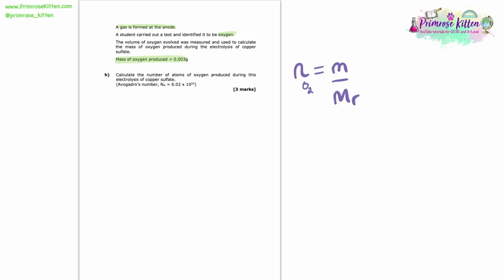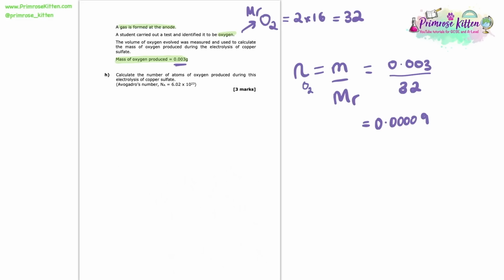So as a result, when we use the Mr, we don't just want to look at the periodic table, see that oxygen's 16, and then write that down. What we want is to work out the Mr of O2. So the Mr of O2 is going to be 2 times that 16, which gives us 32. Substituting this into our moles equation, we have the mass of oxygen, 0.003, divided by 32. Putting that into the calculator, we end up getting 0.0009375. So that is our moles of oxygen gas.